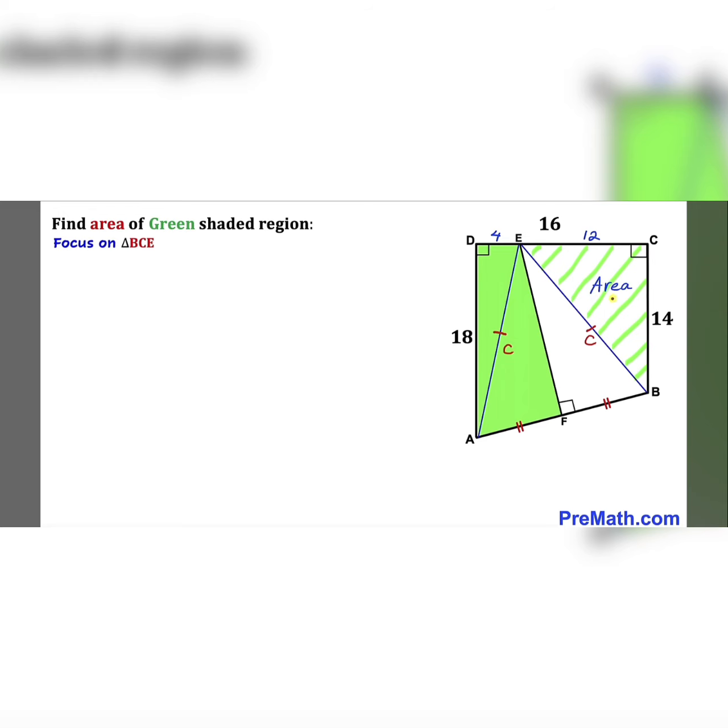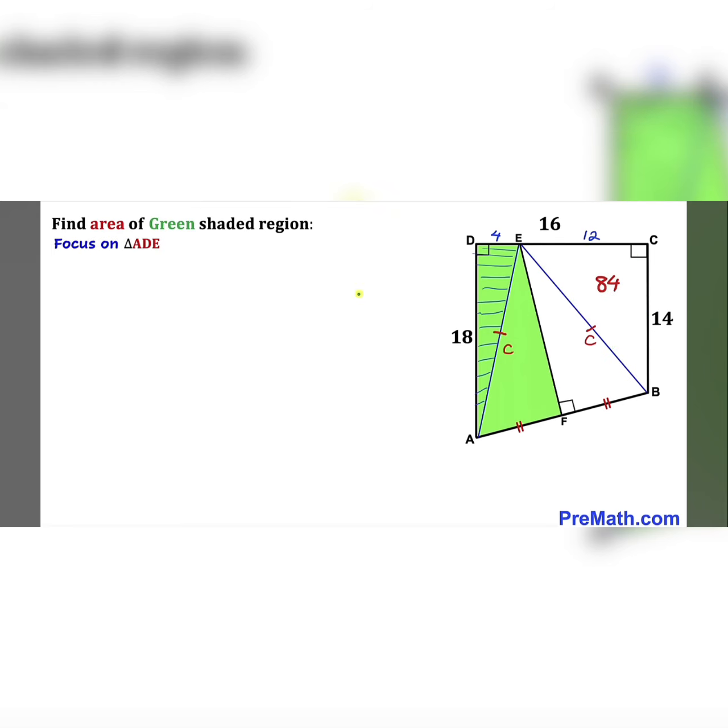Now let's recall the area of a triangle formula. Area equals a half times base times height. In our case, our base is 12 and our height is 14. So let's calculate the area of this triangle BCE. Area equals a half times 12 times 14. If we simplify the right hand side, this turns out to be 84. So therefore the area of this triangle BCE turns out to be 84 square units.